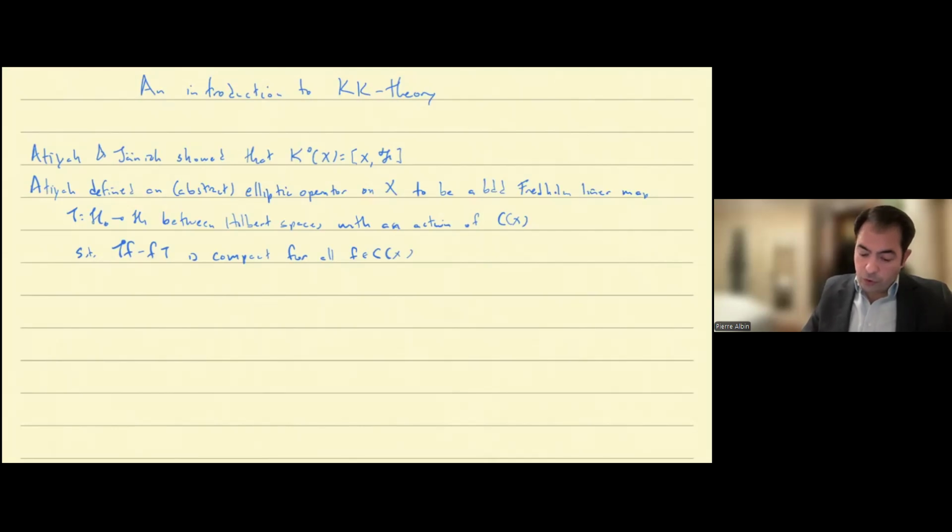Right, so of course you're supposed to think that you have, say, a pseudo-differential operator of order 0, so that when you take the commutator with a function, you get a pseudo-differential operator of order -1, and hence a compact operator.